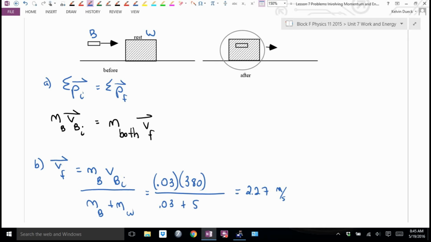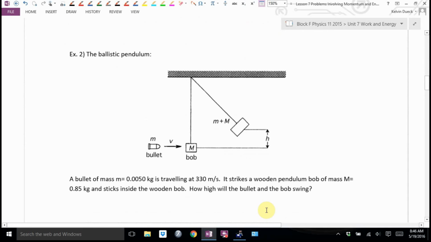And the answer is use a little bit of conservation of energy and a little bit of conservation of momentum. You invent something that we call the ballistic pendulum. Like example 2.